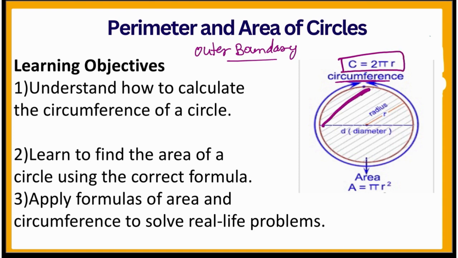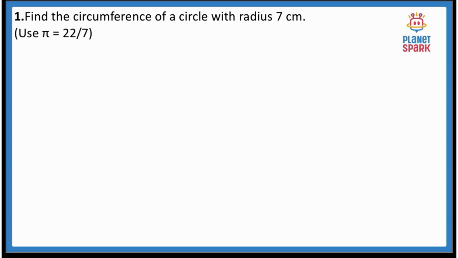The formula for circumference is 2 pi r. And the inner area is more specifically known as the area. Area is pi r square, where r stands for the radius.